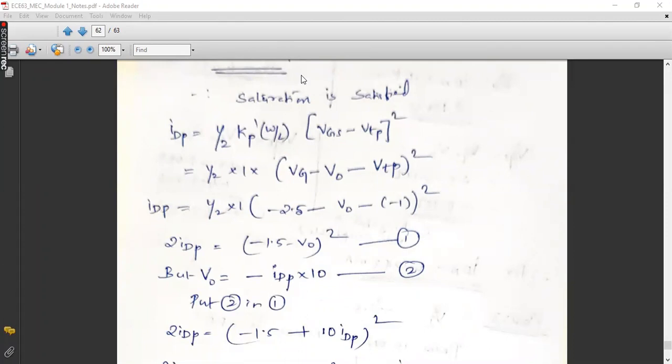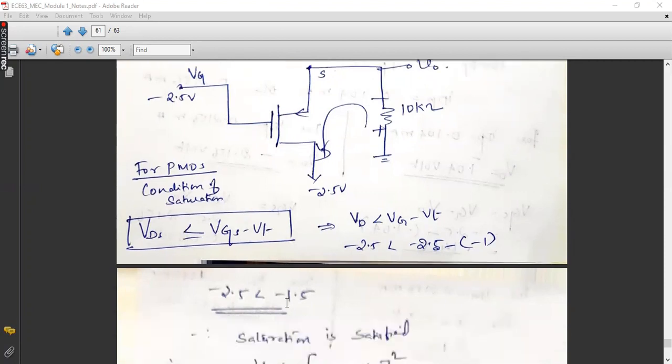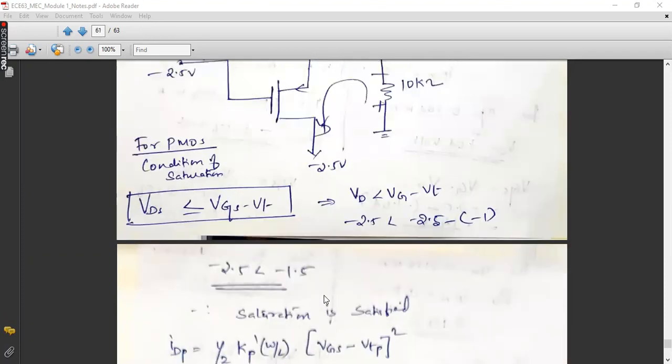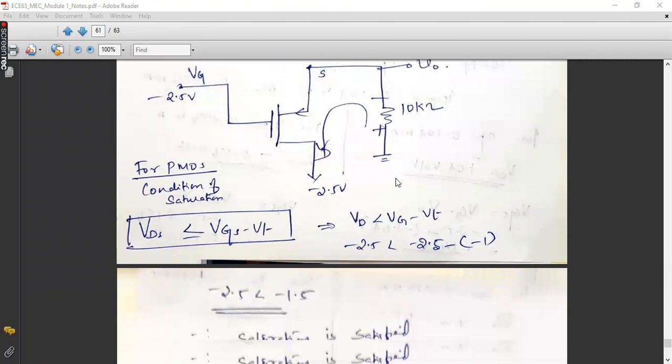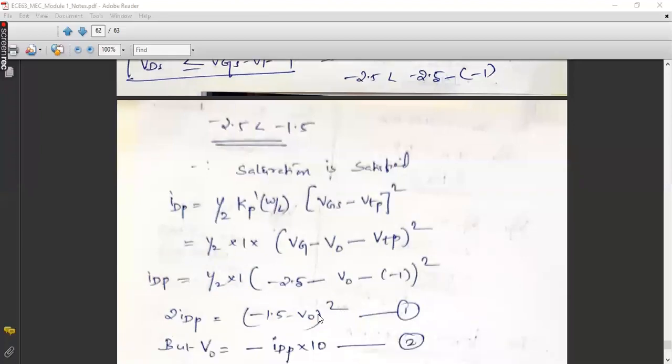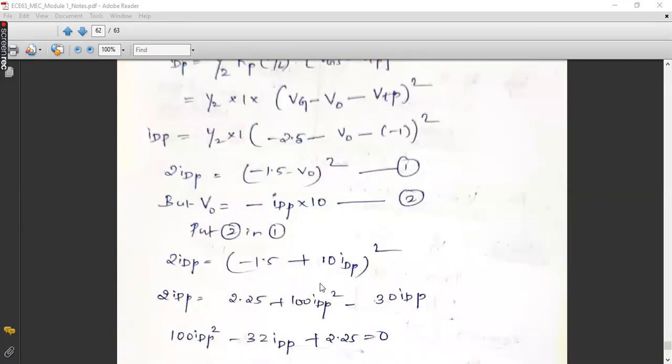So for the latecomers, again, this case I'm repeating once again. First, we have to check the condition for saturation. Being a PMOSFET, the condition is just reverse: VDS less than or equal to VGS minus VT. If that condition is satisfying, we'll go for the equation. Substitute VGS as VG minus VS, but the source voltage is equivalent to output voltage here. So VG minus V naught. But what about V naught? V naught is negative IDP into 10. We notice negative IDP into 10 that we will substitute here, make a quadratic equation and solve.